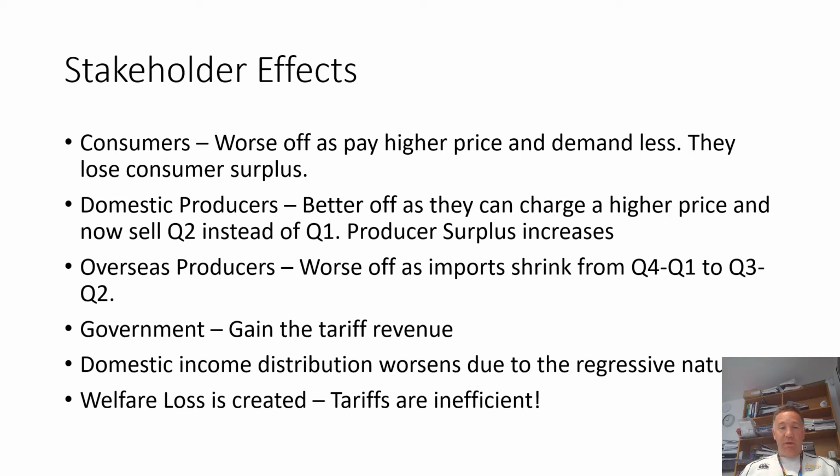There are some issues created with tariffs, though, in that the domestic income distribution is going to worsen because of the regressive nature of tariffs. That means that lower income families end up paying more as a percentage of their income than the higher income families when they buy something in from abroad, and so it's going to hurt them more. It's a regressive tax, and welfare loss is created. Tariffs are not efficient. They are inefficient. We'll see on the diagram that welfare loss is created. Adam Smith and Ricardo would not like tariffs.